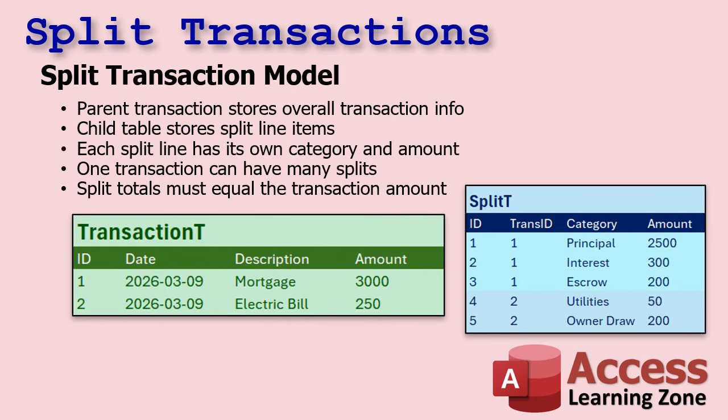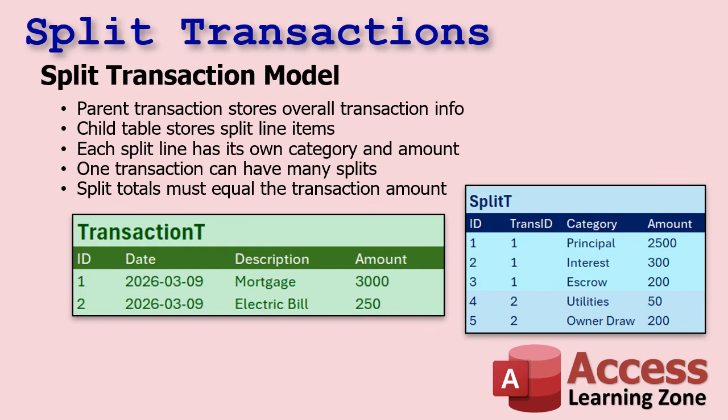So a better approach is to use a second table, a split table. This would be the same analogy as the order entry table having order details, right? The line items. So a split table simply means that one transaction can be divided into multiple pieces, and each piece has its own category, its own amount, but they all belong to the same original transaction.